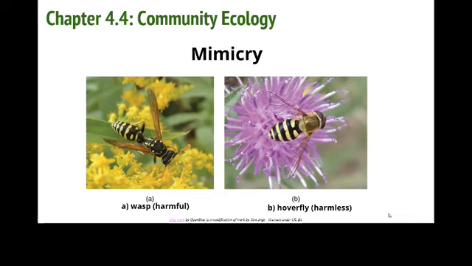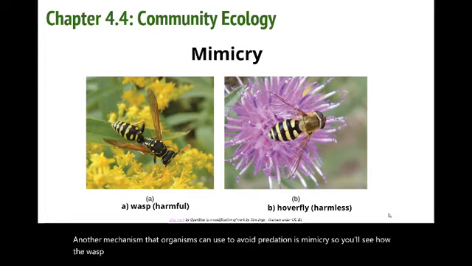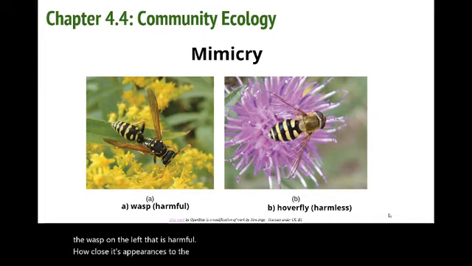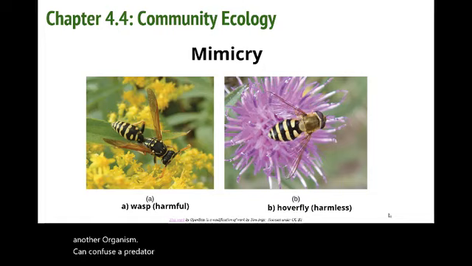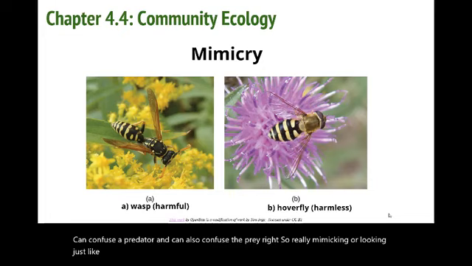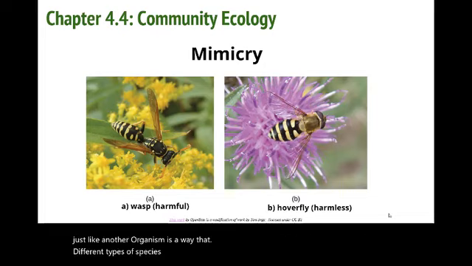Another mechanism that organisms can use to avoid predation is mimicry. You'll see how the wasp on the left that is harmful, how close its appearance is to the hoverfly on the right, right? So this process of mimicking another organism can confuse a predator and can also confuse the prey, right? So really mimicking or looking just like another organism is a way that different types of species have undergone natural selection to allow themselves to not be consumed by other predators.